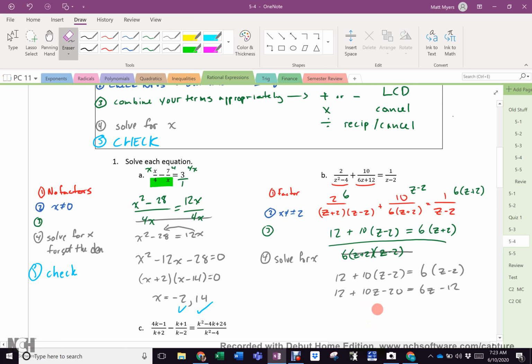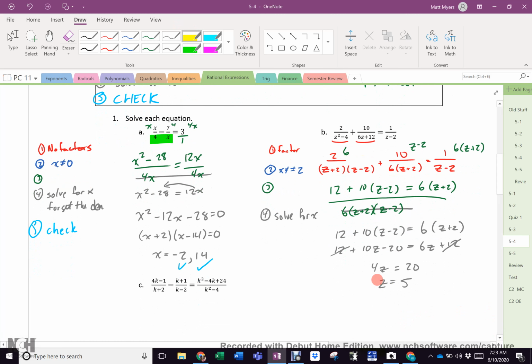Oops, sorry, screwed that up. This is 6z plus 12. There we go. Sorry. 12 and 12, same on both sides, cancel. 4z, because I bring that 6 over here, equals 20. Bring that 20 over there. Z equals 5. There's my answer.